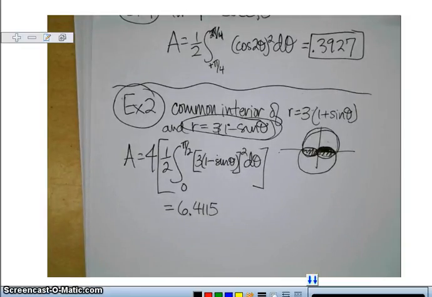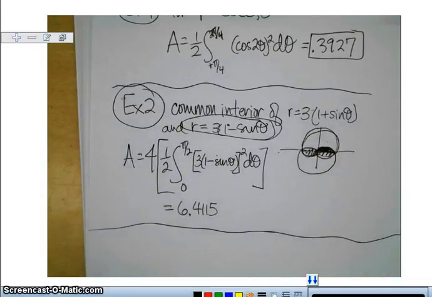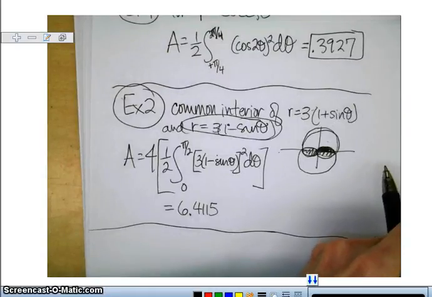All right, so there's another area one that might seem harder, but it's not that bad. We'll come back and do one more area one at the end, but let's just take a look at an arc length and a surface area problem.